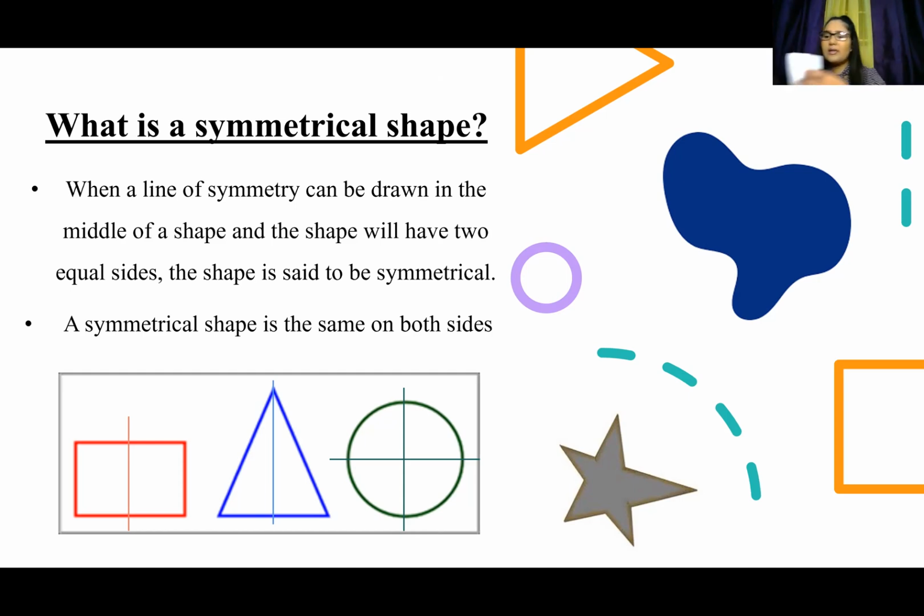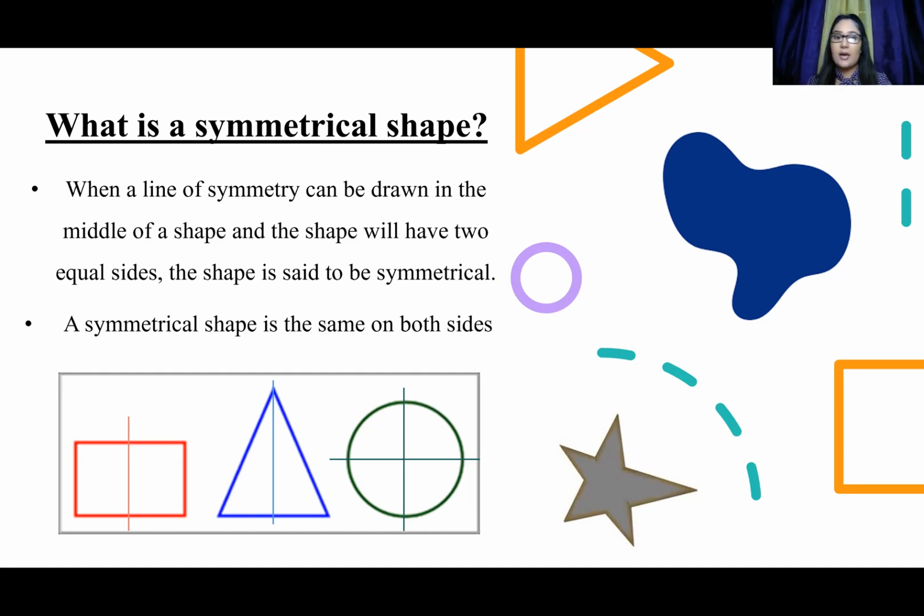And the square also has multiple lines of symmetry. It has one this way, one going this way, one going this way, and one going this way. It has one, two, three, four lines of symmetry, yes.